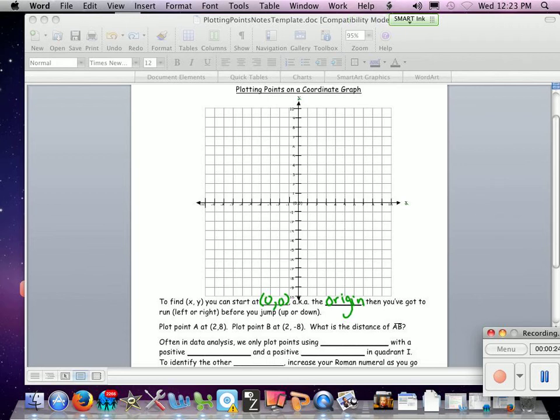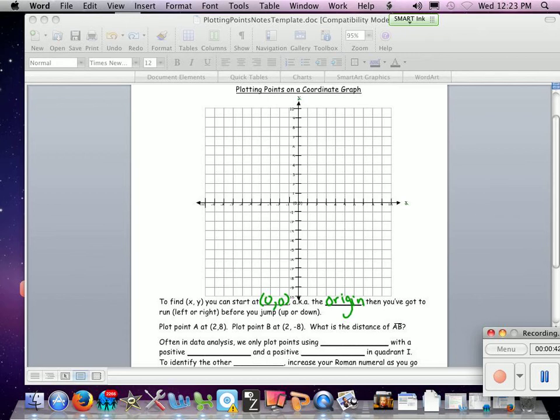Some people say you have to walk to the elevator before you can go up or down. Some people have to crawl before you stand. I just always go over, then up, over, then down. My "over" just lets me know that I'm going over left or right. So whatever works to help you remember the order.